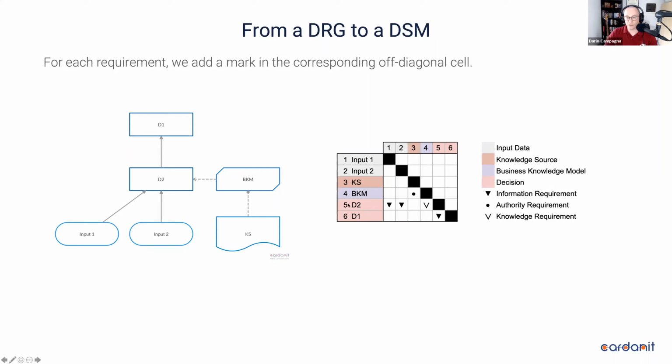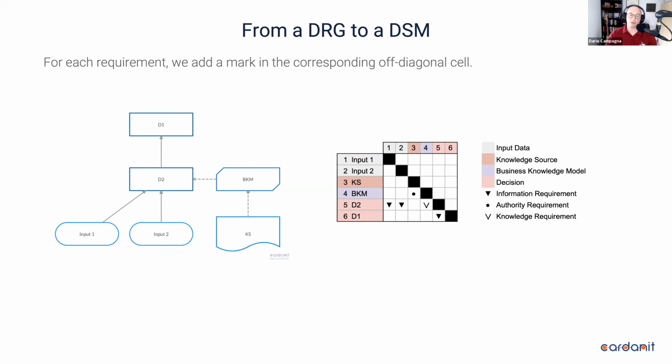And so, for example, for decision D2, if we look at its row, we see that it requires input 1 and input 2, and the business knowledge model. If we look at the row for input 1, we see that it simply provides something to decision D2. So, as you see, the translation is quite straightforward.